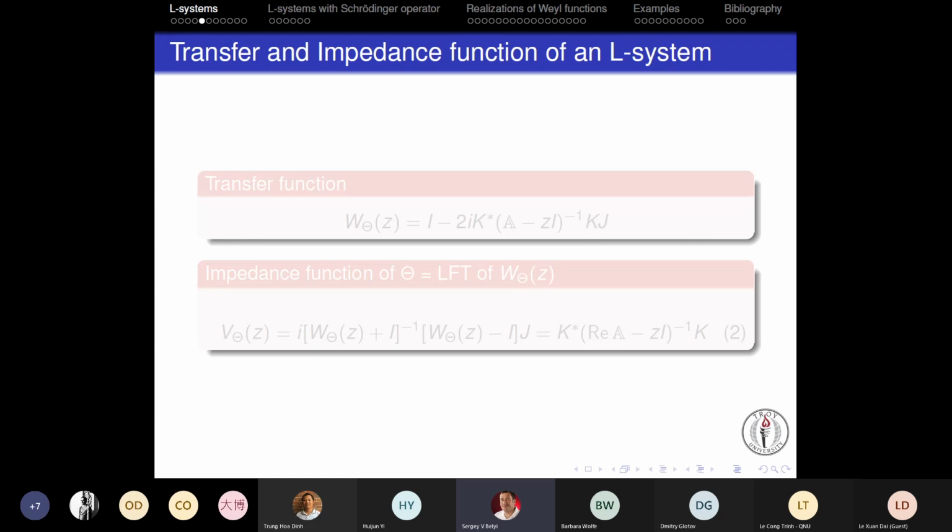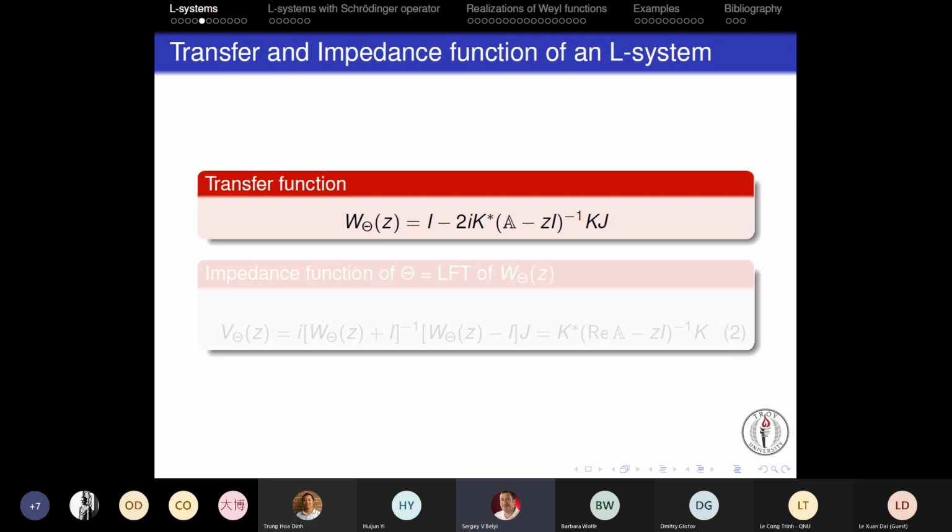There are two objects associated with an L system coming from system theory. The first one is a transfer function, W. If you remember on the first slide, there were two equations forming the system. If you solve one for the state space vector X and put it into the other one by substitution, you will have a mapping, under favorable conditions, of course, that connects input and output. If you think about the system as a black box, this operator function W takes input directly into output.